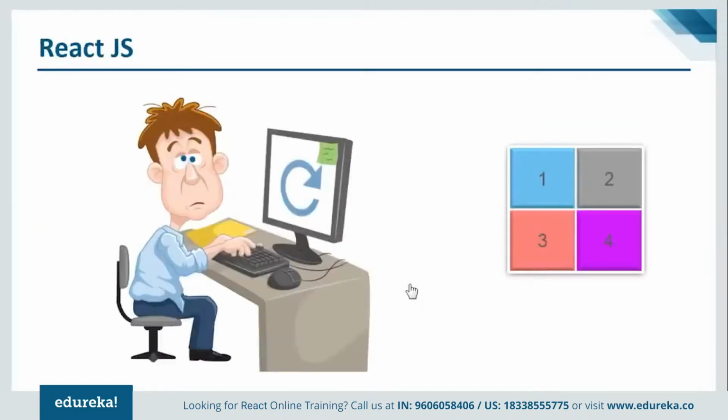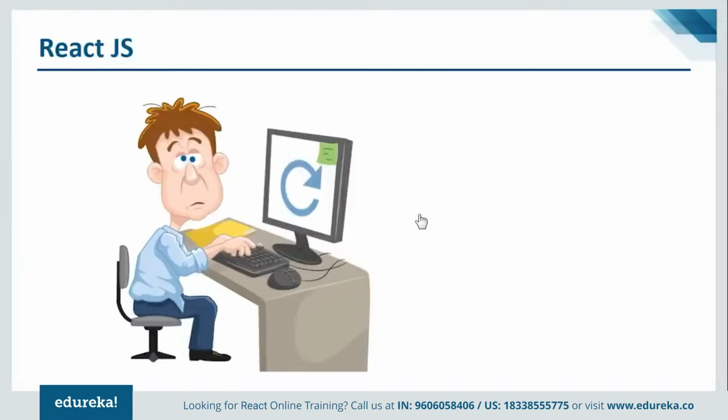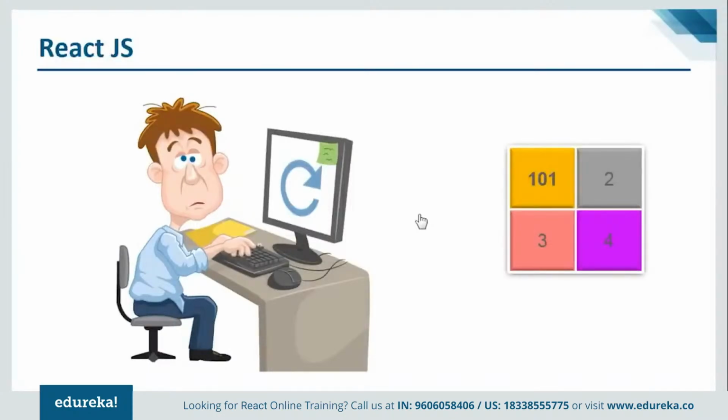Let's take another example to understand this. Suppose this is our application in which we have 4 blocks: 1, 2, 3, 4. Suppose there is a change in block 1 from the backend. But in order to see those changes, we had to reload the entire page and only then can we see the changes. Now as you can see, after reloading, the 1 became 101. So guys, this is where ReactJS comes into the picture.